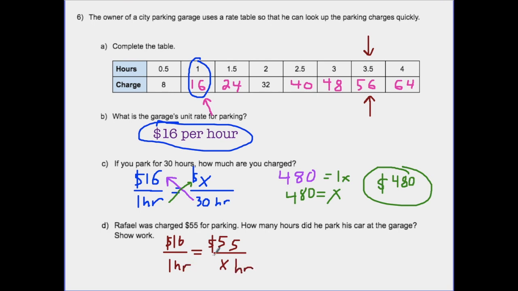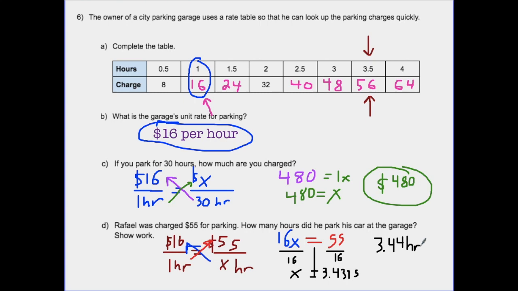All right, so now let's do our cross products. 16x and 1 times 55, I get 55. So then we'll divide by 16. You're seeing here, if you can set up a proportion for things, you can solve a lot of problems a lot more logically and not have to guess with what do I multiply, what do I divide, what do I do this or that with. All right. If we round to the nearest hundredths place, it's going to be 3.44 hours.